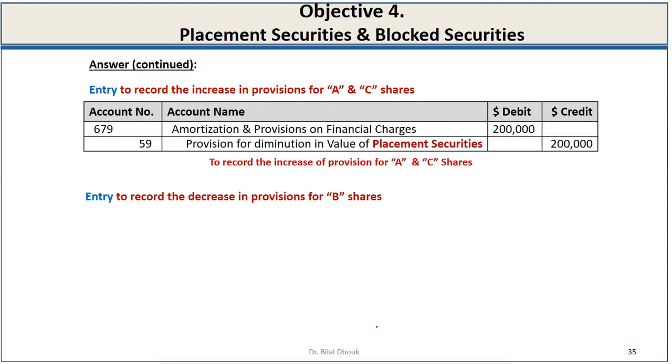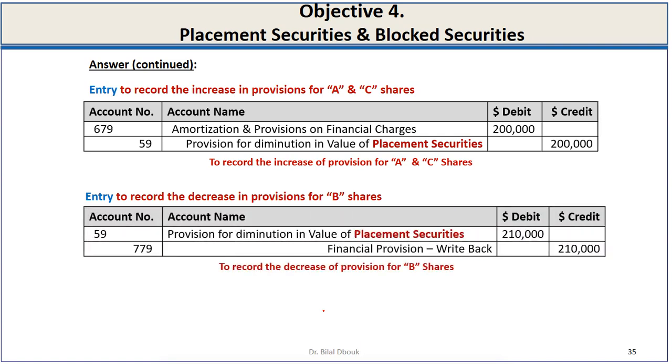The first entry is to increase the provision by $200,000. I debit 679 amortization and provision on financial charges, and I credit 59 account, provision for diminution in value of placement securities, by $200,000. The entry to record the decrease in provision for securities B is to debit provision for diminution in value of placement securities, account 59, and I credit 779 account, financial provision write back, by $210,000.